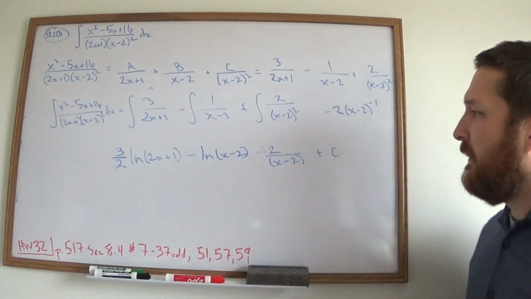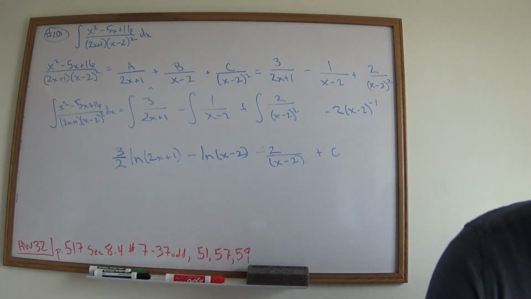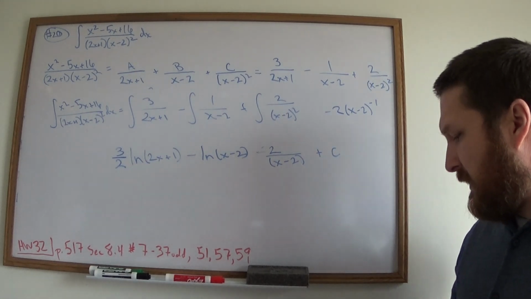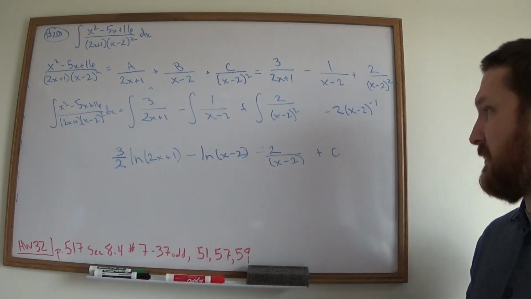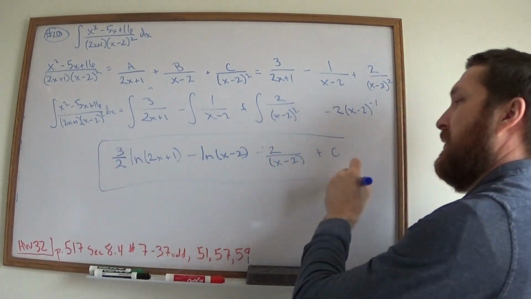Plus a constant. Let's see if that's right. 3/2 log of that stuff, yes. Minus log of that, yes. Minus 2 over x minus 2 plus a constant. And that is what Wolfram Alpha tells us it is.